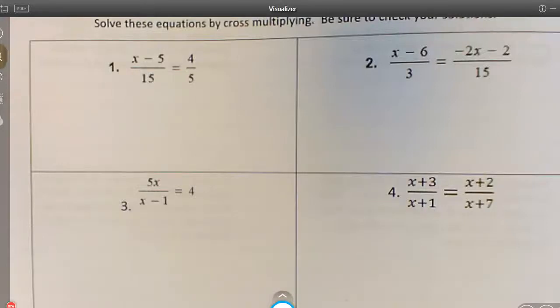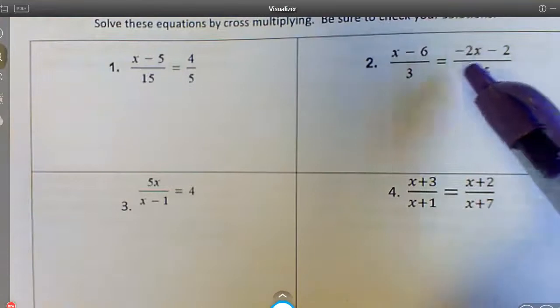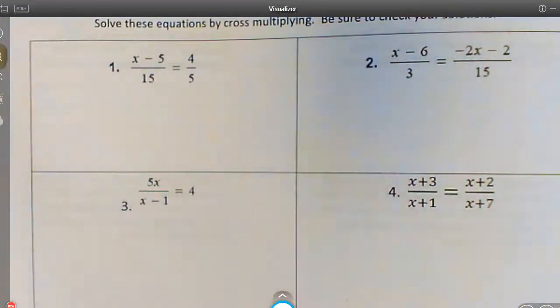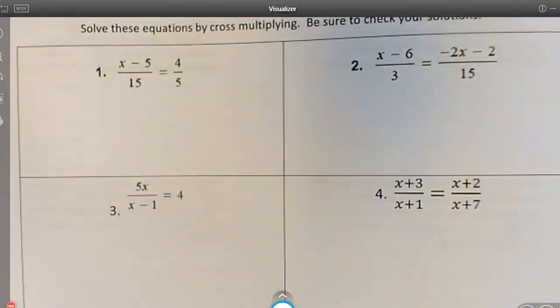The graphs or the equations of rational functions where it's a fraction equal to a fraction. What we're going to do to solve those is solve them by cross multiplying. You probably did this in middle school, but you may not have done it with as complicated of problems. It might be kind of simple problems that you use when you solve proportions, and that's kind of what this is on 1 through 4.